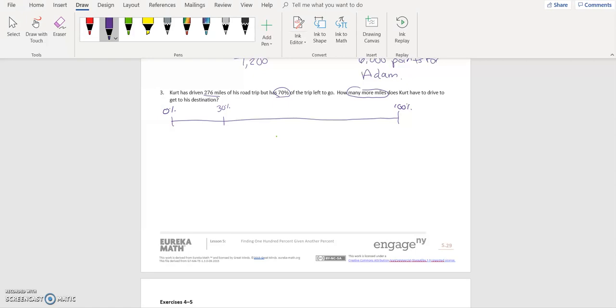So if I look at 30s, that's broken up into 10s. So I can break this line into 10, 20, 30, 40, 50, 60, 70, 80, 90, 100 should be actually about right here. So I'm just going to erase. So this is where 100 would be. Okay, so then we're going to model his actual trip.